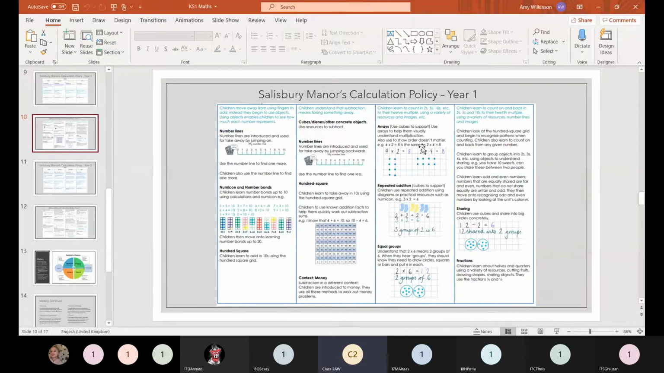The same goes for multiplication and division, and it breaks down the methods really, really clearly and gives an example of what these things are. So if you are unsure as a parent of what an array is, in our calculation policy, which is available on the website, you can look and see that this is what an array is and this is how it is used. So all of these methods are what the children learn in year 1.